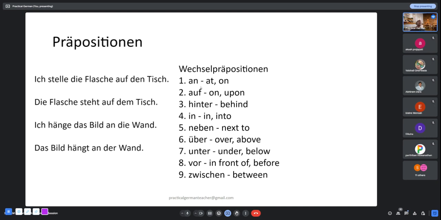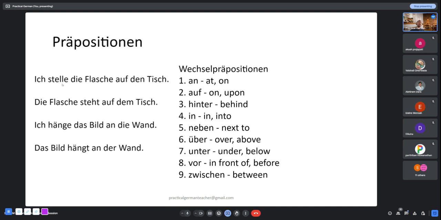Yeah. Now let's look at a few examples. Let's look at these two examples. Ich stelle die Flasche auf den Tisch. Die Flasche steht auf dem Tisch. So the preposition is the same, auf. But here it is den, implying accusative. Here it is dem, implying dative. Now what changed? As I told you, whenever the sentence describes some kind of motion, after the preposition it will be accusative.